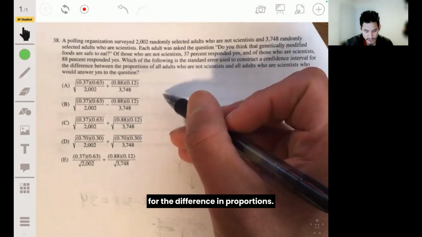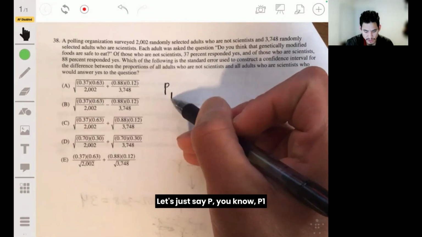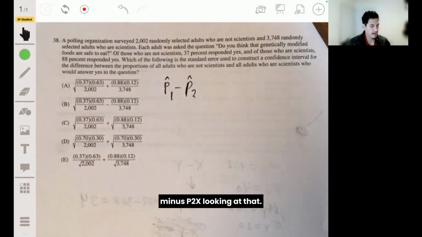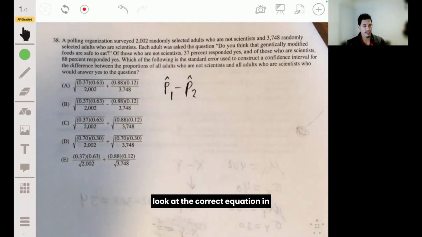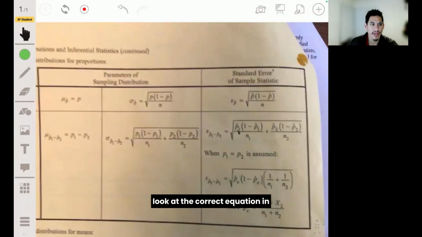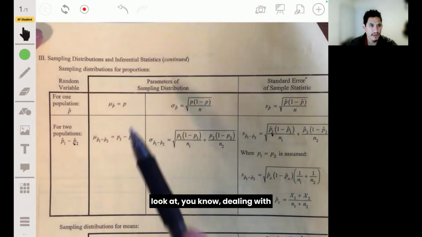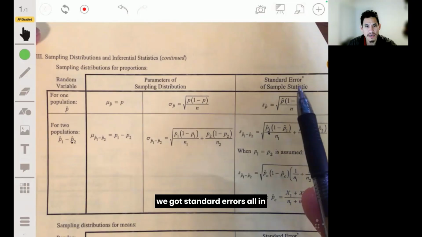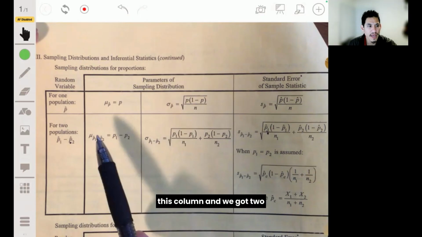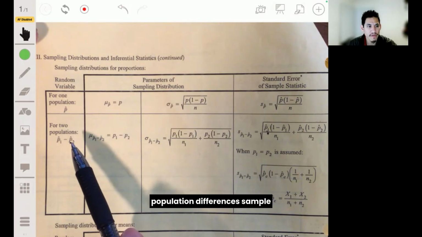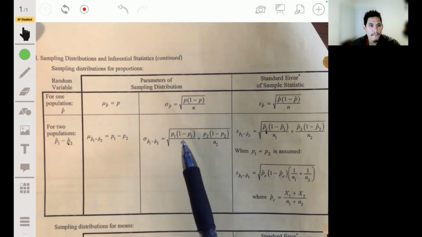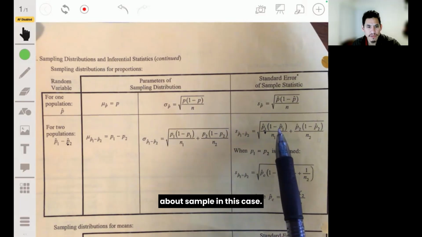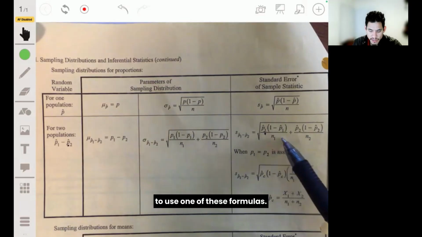Okay, so we're looking for the difference in proportions, let's just say p1 hat minus p2 hat. So we just have to make sure we look at the correct equation in our formula packet, and we look at dealing with proportions. And what do you know? We got standard errors all in this column, and we got two population differences of sample proportions here, and these are basically the same except we're talking about samples in this case. So we are just going to use one of these formulas, this guy right here.